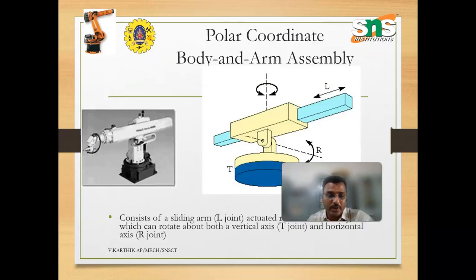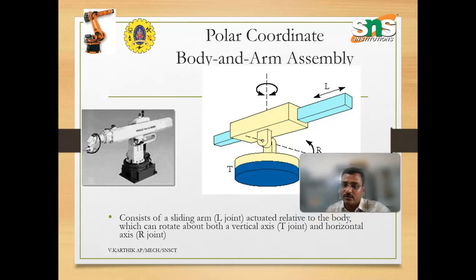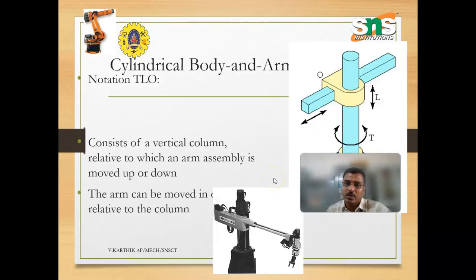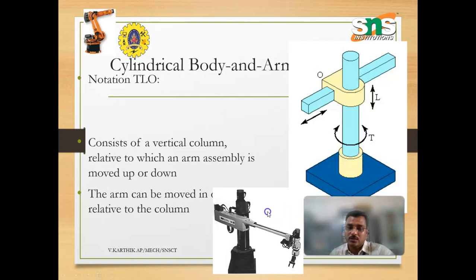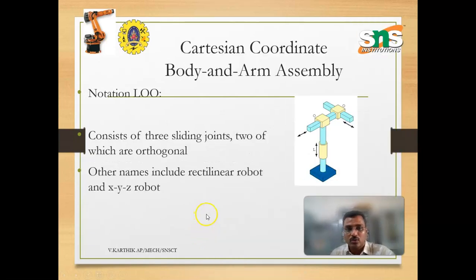Then polar coordinate body and arm assembly consists of a sliding arm actuator related to the body system, which can rotate about the vertical axis. This is the arm which has been connected to the body. And then cylindrical body and arm, which is a vertical object and is helpful while we do complex work in the assembly unit. Then Cartesian coordinate body and arm assembly. This is like what we have seen in the layout of flexible manufacturing systems. It is almost the same thing, where here we are using the robotic arm and the wrist.